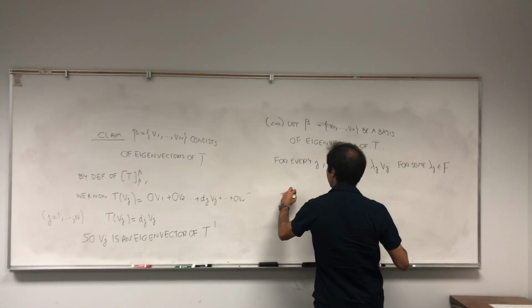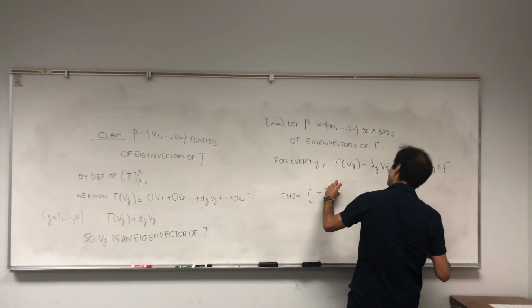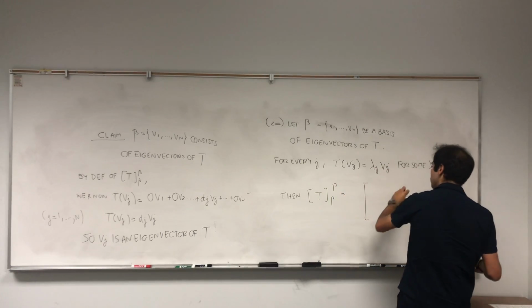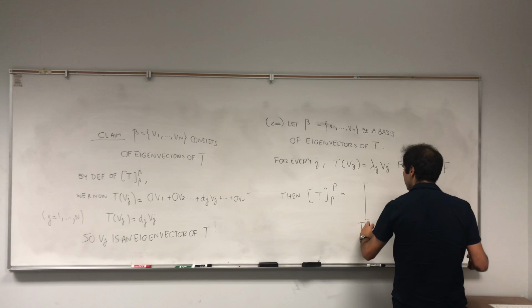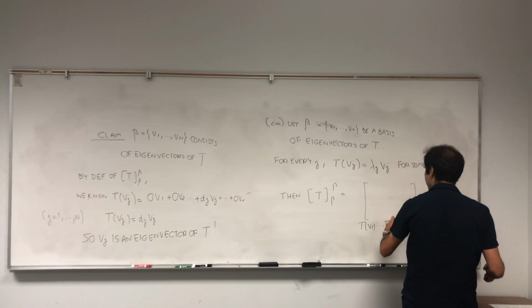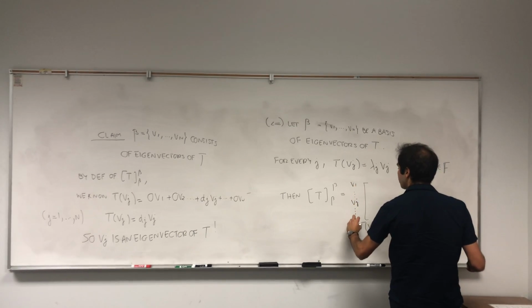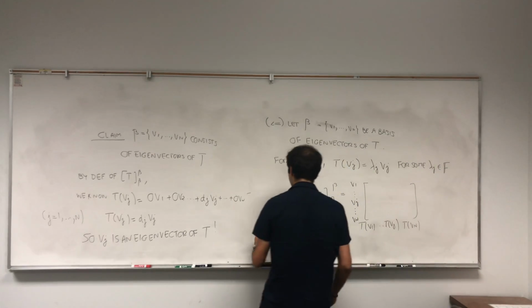Then for this beta, well, again, to calculate the matrix of T, all you do is for every vector, you calculate T of that vector, I guess T of Vj, and you express it in terms of V1 up to Vn. So what do we know?